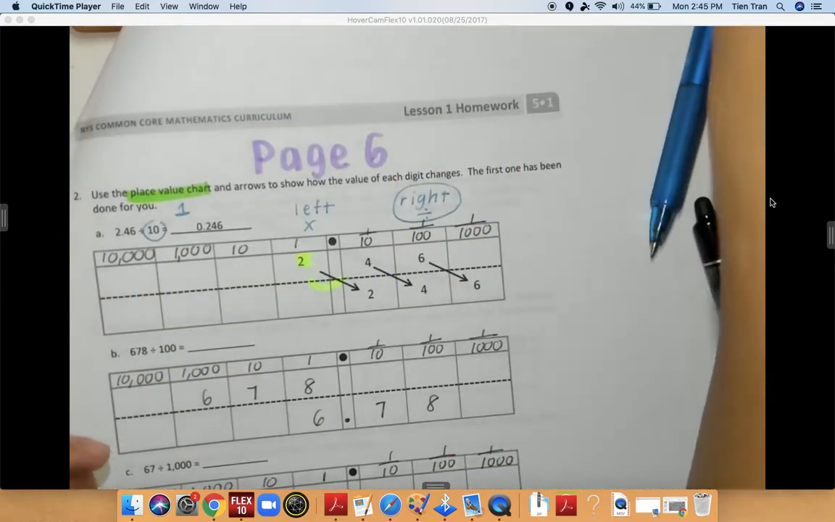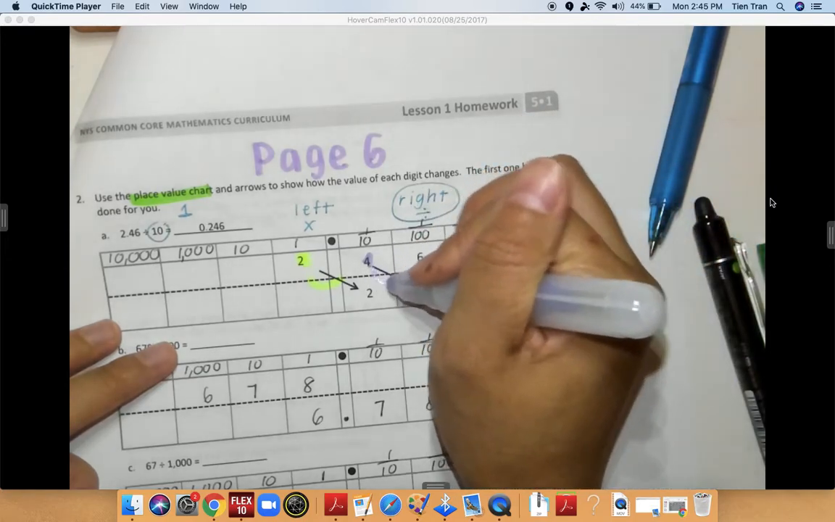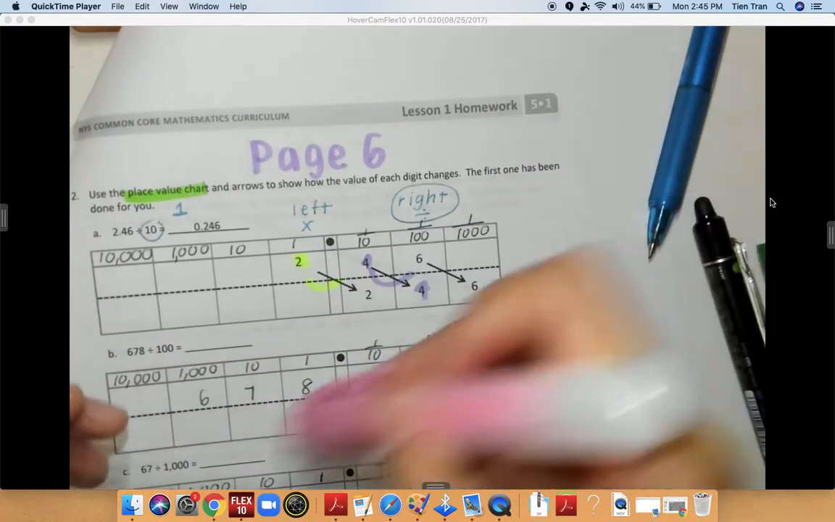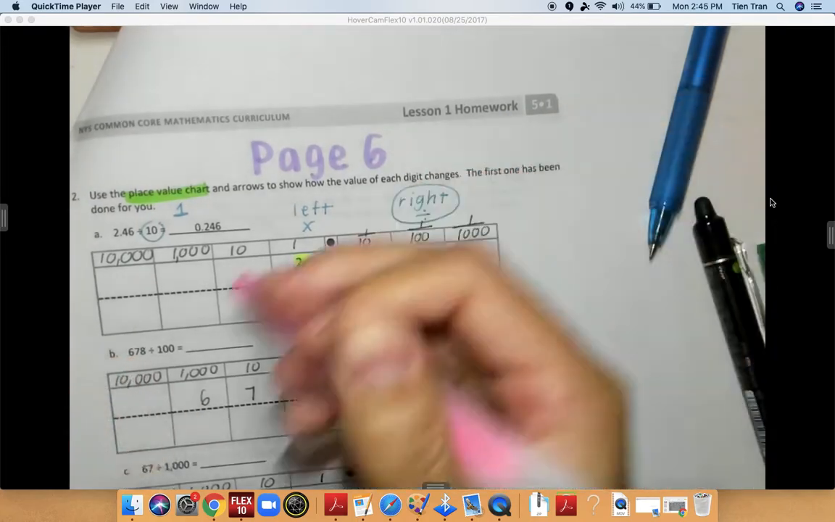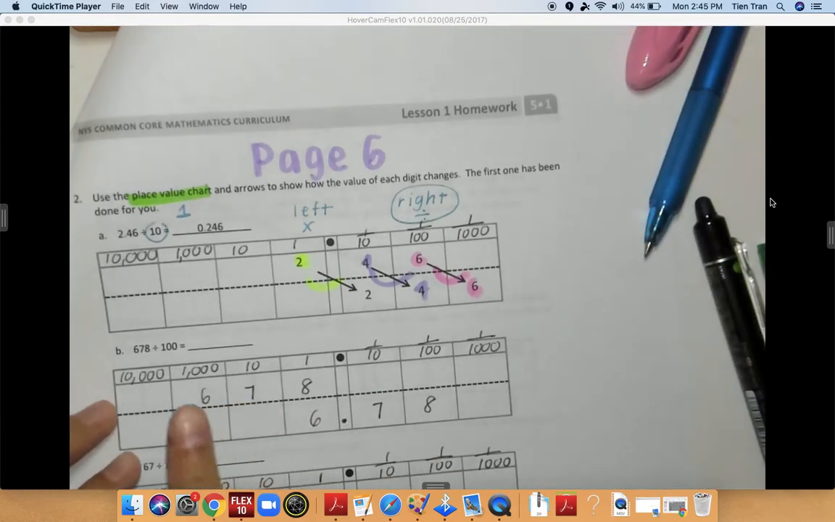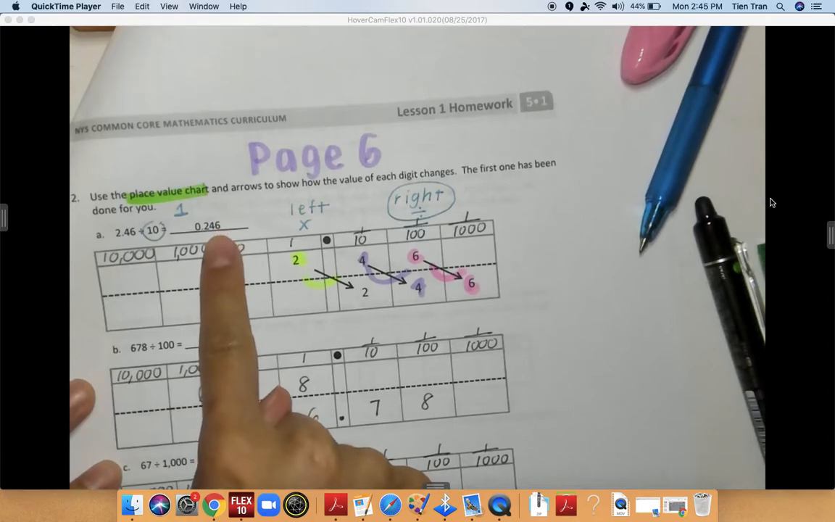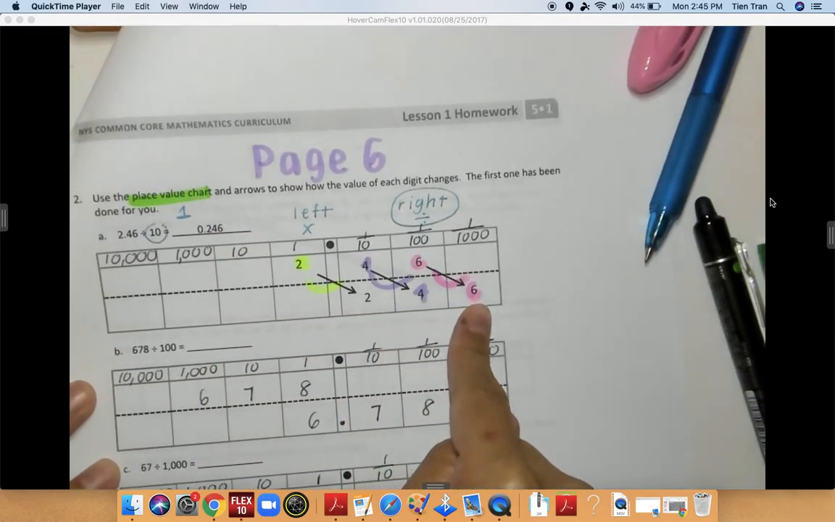So 2 changes into 2. I moved it over once. 4 changes to 4. I moved it over once. And the same thing with the last digit. I have 6 changes to 6, and I moved down once to the right. So the reason being is because I divided. Sorry, I dropped the pen. Okay. Now, that's why my answer is 0 and 246 thousandths.